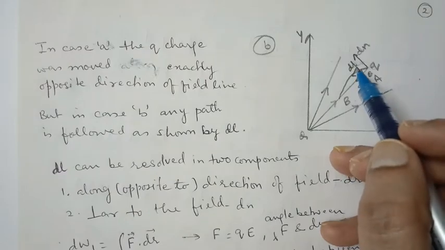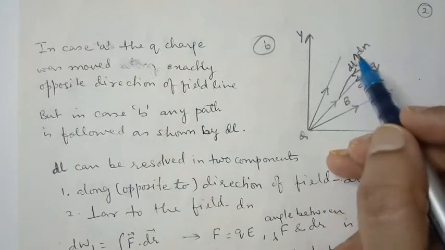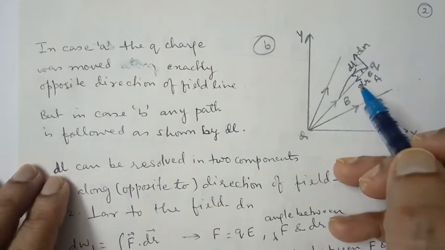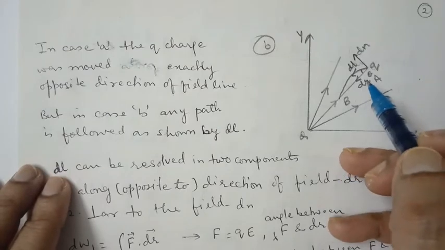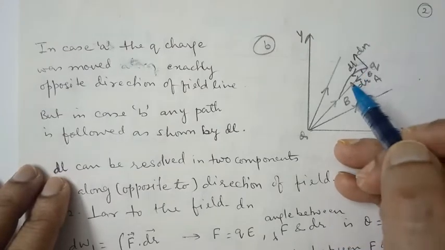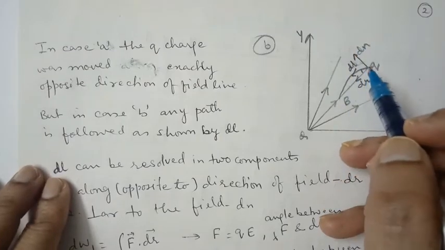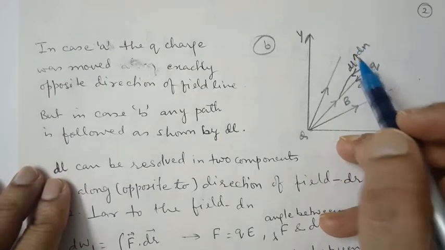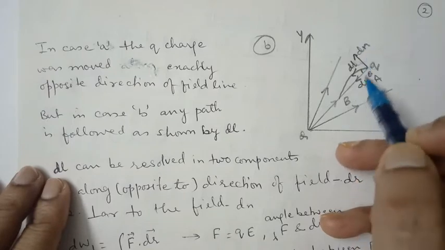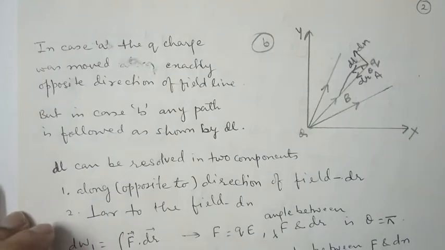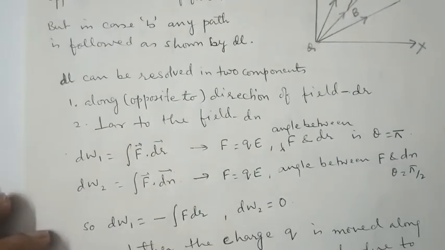This dl can be resolved in two components, one component in this direction, another component in this direction. If I talk about this particular direction component, I call it again dr, and this is normal to this, so I have considered it as dn. So this path can be resolved into two components, dr and dn, both perpendicular to each other. Now there is a force, there will be work done.